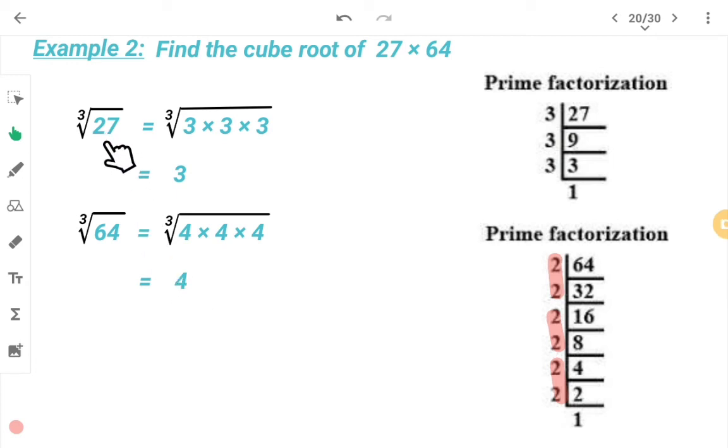So cube root of 27 is 3. Cube root of 64 is 4. Then what will be the cube root of 27 into 64? That is 3 into 4. Right? 3 4s are 12. That is your answer. Got it?